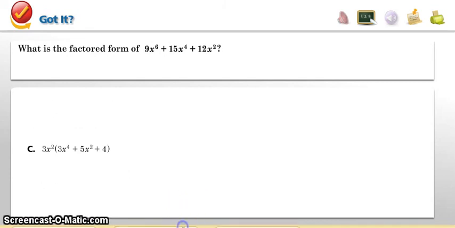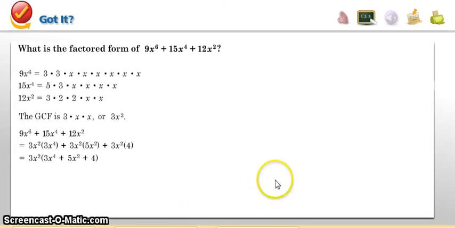All right, your answer to this is C, and I'm going to put the answer page up there. Please pause it to look at it and we'll talk more about this in class.